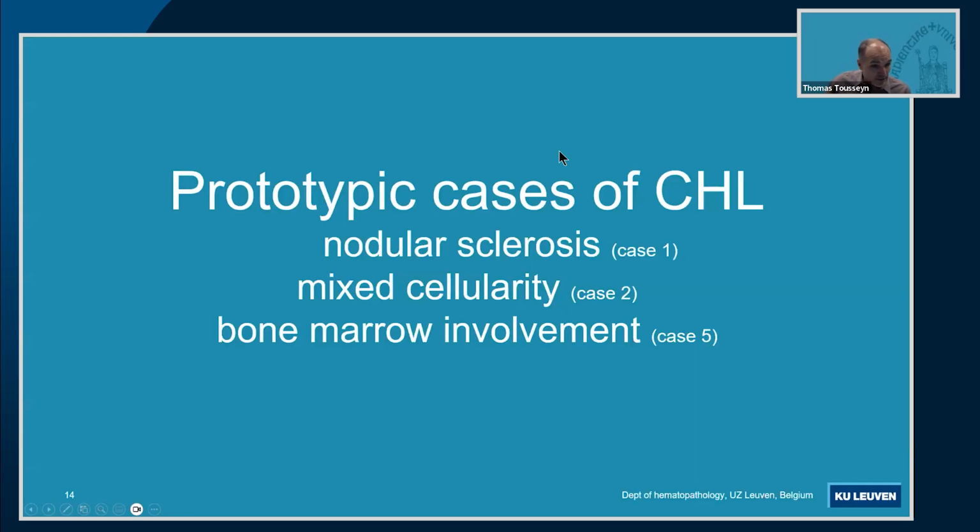So, as you can see, I provided several cases. I will only discuss a few of them. I provided 3 prototypic cases of Hodgkin lymphoma. Case 1 is a nodular sclerosis, case 2 is a mixed cellularity, and case 5 is one with bone marrow involvement, because bone marrow involvement is not so infrequent in Hodgkin lymphoma, and we had some cases in which the diagnosis of Hodgkin was made on a bone marrow biopsy before even the lymph node manifestation was present.